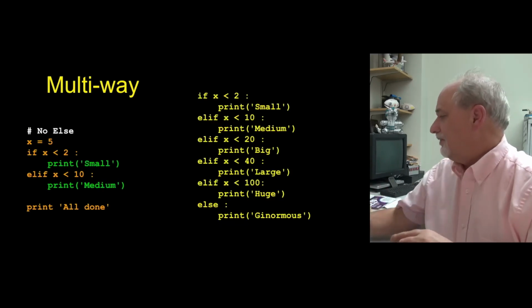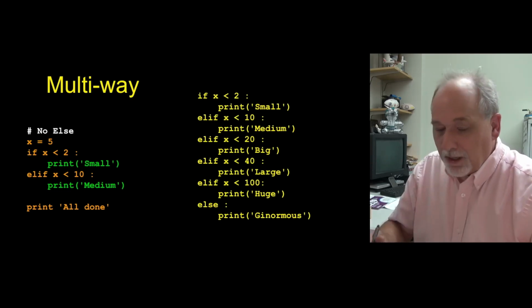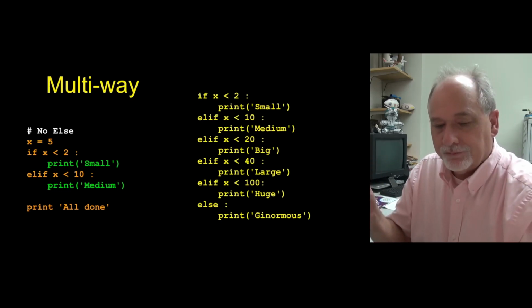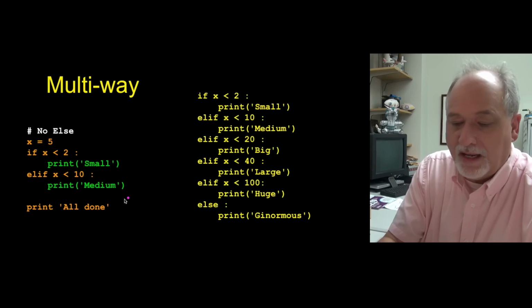And so there's a couple of variations on this multi-way branch. You can have no else, as in this case. And this just means that it might not run any of them.